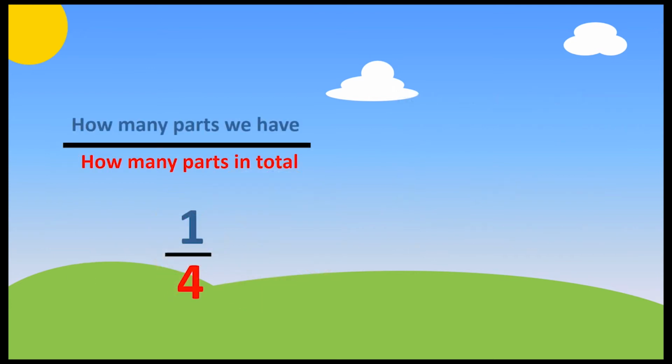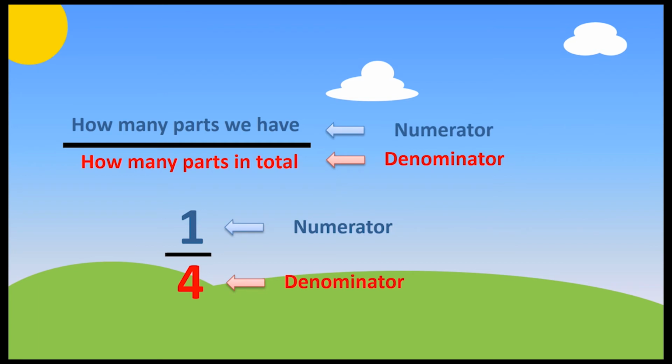So let's look at this fraction in detail. The bottom number of the fraction tells us how many parts in total. We normally call it the denominator. The top number of the fraction tells us how many parts we have. We normally call it the numerator. So for this fraction, 1/4, 4 is the denominator and 1 is the numerator.